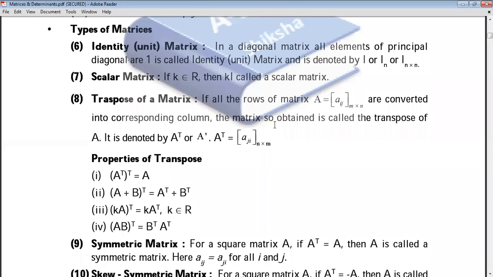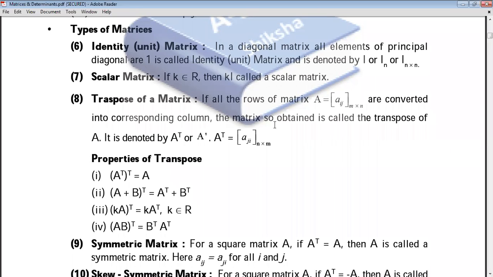The second property is what? दो मैट्रिक्स का एडिशन का जो ट्रांसपोज होगा वो इक्वल टू क्या होगा? A to the power T plus B to the power T. Then the third property is what? If a matrix is multiplied by a scalar and you are going to take the transpose of that particular matrix, so scalar बाहर आ जाएगा और वो मैट्रिक्स का ट्रांसपोज लेने से हो जाएगा.